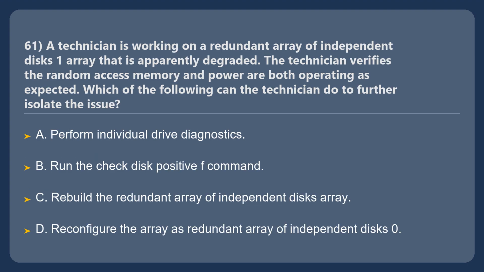Question 61. A technician is working on a redundant array of independent disks, or RAID, array that is apparently degraded. The technician verifies the random access memory and power are both operating as expected. Which of the following can the technician do to further isolate the issue? Option A, perform individual drive diagnostics. Option B, run the check disk /F command. Option C, rebuild the RAID array. Option D, reconfigure the array as RAID 0. The correct answer is option A, perform individual drive diagnostics.